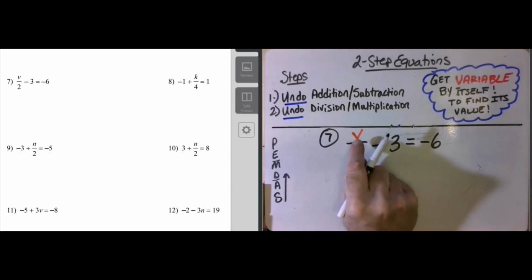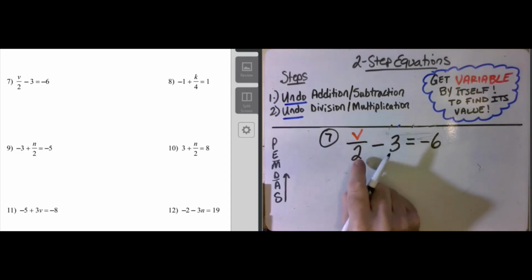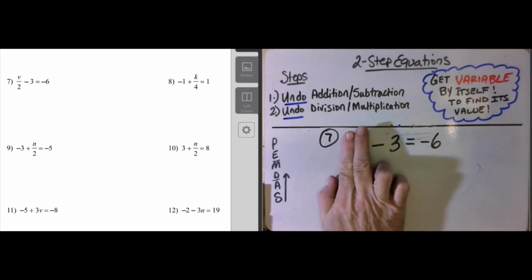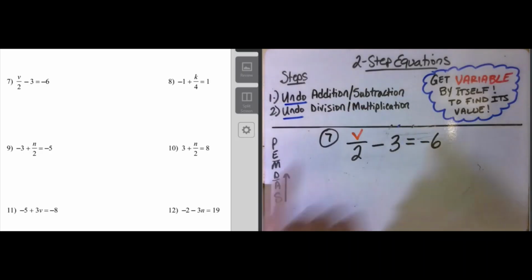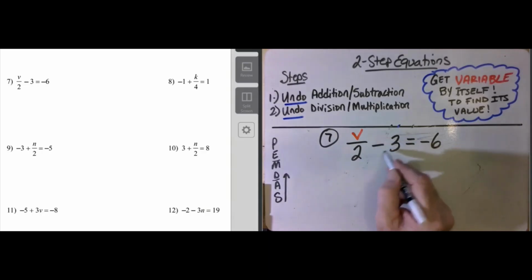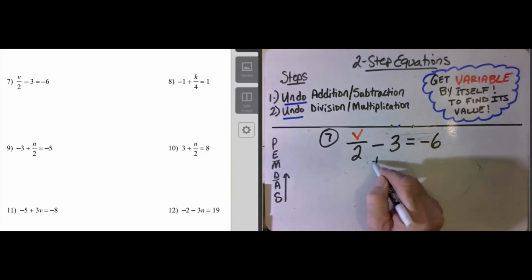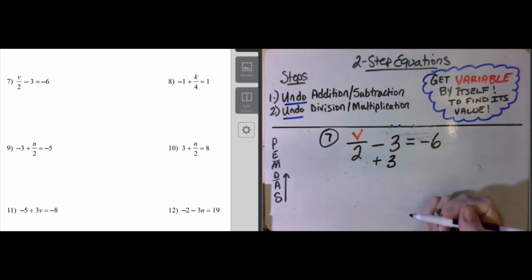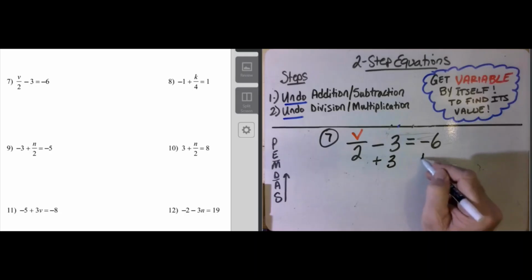To identify the variable, first thing, it's v. The variable term is v over 2, or v divided by 2. So we know that's what we need to get by itself on this side of the equal sign. What is on that side of the equal sign, and what's being done? It's subtracting 3. That's that first step. So the opposite of a negative 3, to undo that, is a plus 3 or positive 3. Whatever you do on one side, you have to do to the other.